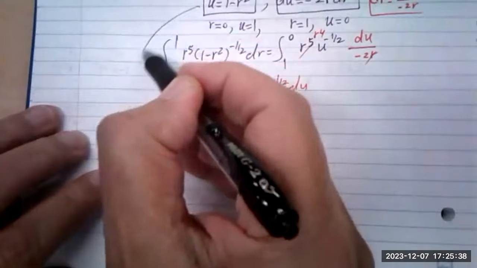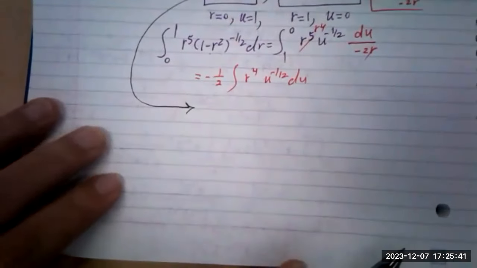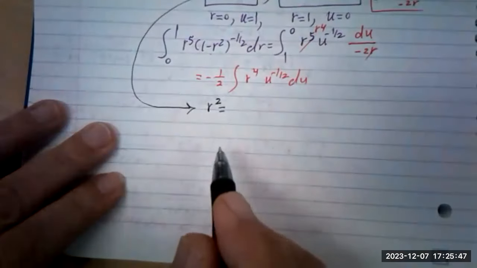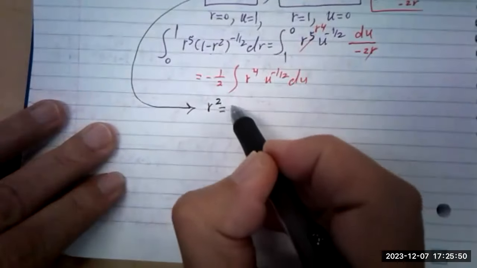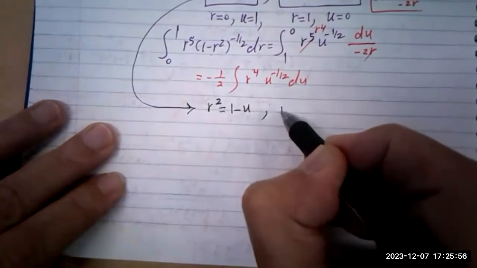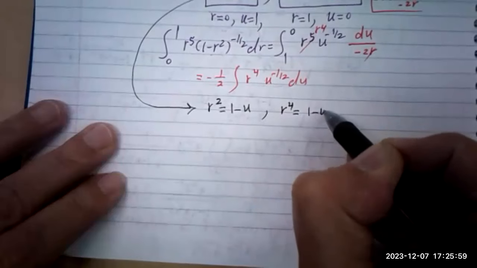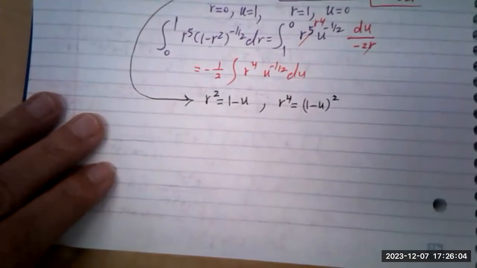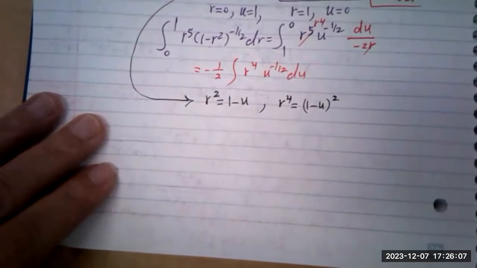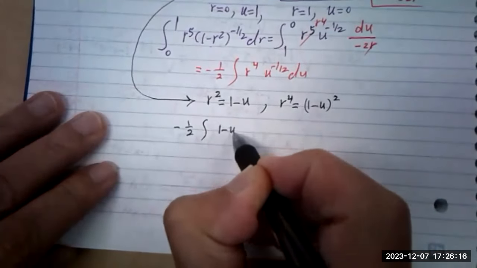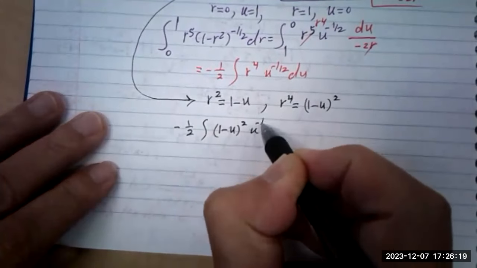Look at this one. So r squared would be 1 minus u. And you need r to the fourth. So what's r to the fourth? It would be 1 minus u, squared. See, all these problems of the surface integral somehow get to this type of idea. Okay, so you go back and continue. So that gives me negative 1 half, integral of 1 minus u squared, u to the negative 1 half du.